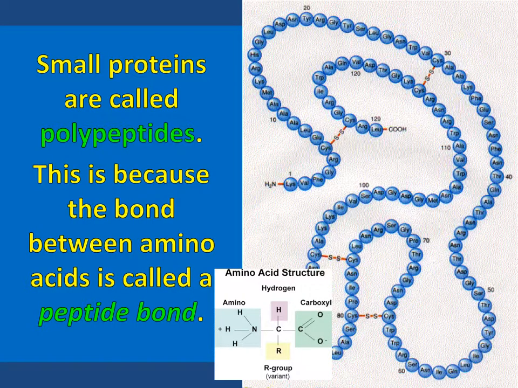Small proteins are called polypeptides. Poly meaning many, and then peptides. Question 2, what is another name for proteins? And you're going to write that green word in there, polypeptides. The reason why it has this name is because the bond between the amino acids is called a peptide bond. So here we see LYS, which is lysine, and VAL, which is valine, and that bond that's holding them together is called the peptide bond.